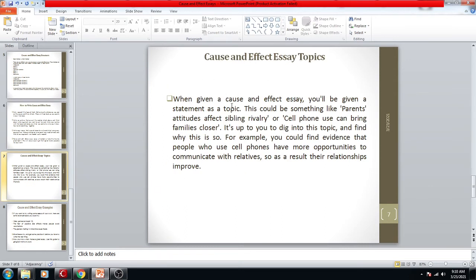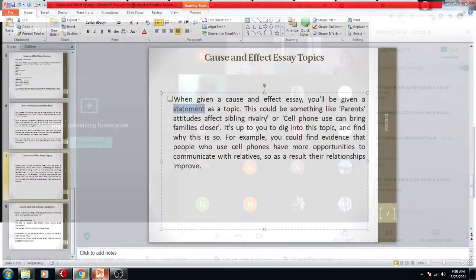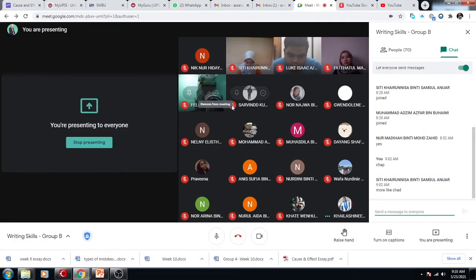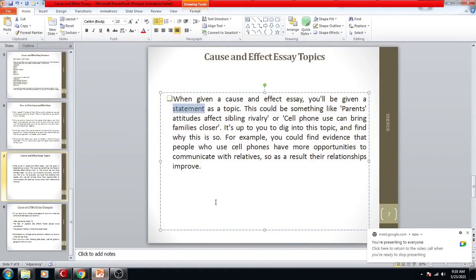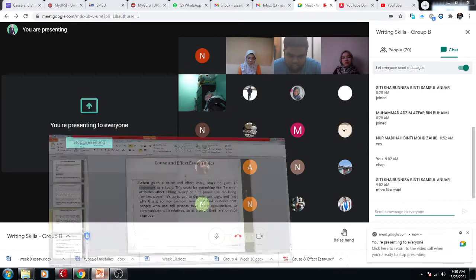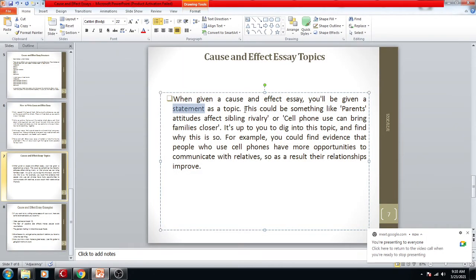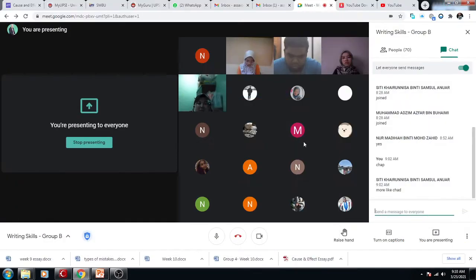Cause and effect essay topics, more examples. When given a cause and effect essay, you'll be given a statement. Account for the fall of the Roman Empire. A statement. It can be a question also, but it can also be a statement. Declarative sentence. This could be something like parents' attitudes affect sibling rivalry.